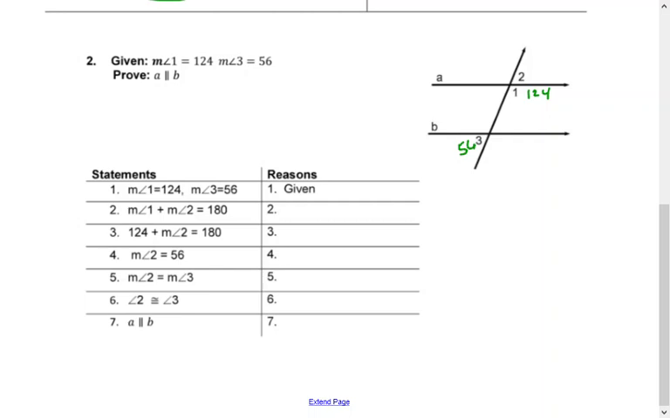So we're going to start with our statement number 2 where we say the measure of 1 and 2 is 180. We can say that because they form a linear pair. And looking on our sheet, that would be reason L. Now we can say that 124 plus the measure of angle 2 equals 180. If I look at this, the only difference I have here is angle 1 and 124. So what I'm really doing here is substituting in 124 for 1, and our reason becomes substitution.